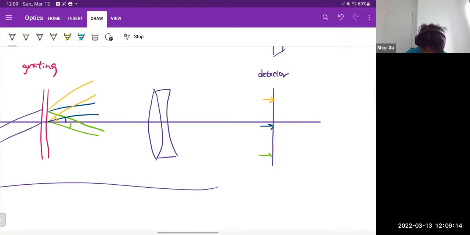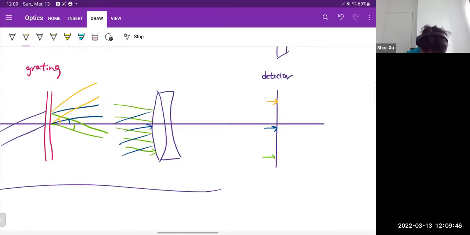So what we have here is essentially the different wavelengths entering, so yellow like this, and blue like this, and green like this. But once again, it'll be like this, right? Okay, the yellow like this, let's say, like that.